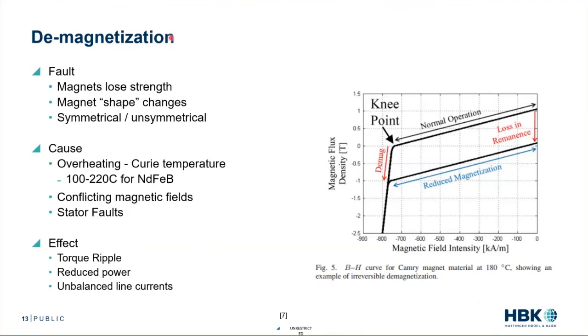So this one is really bad because we're losing power. We're losing power to the machine. And as we'll see later, a little bit of demagnetization makes a big change in the power output.